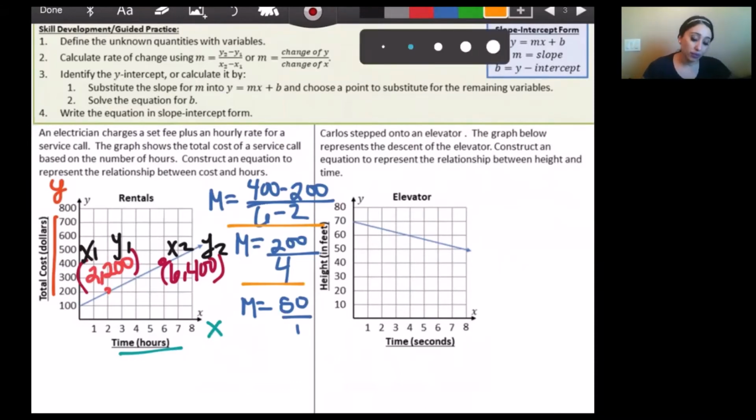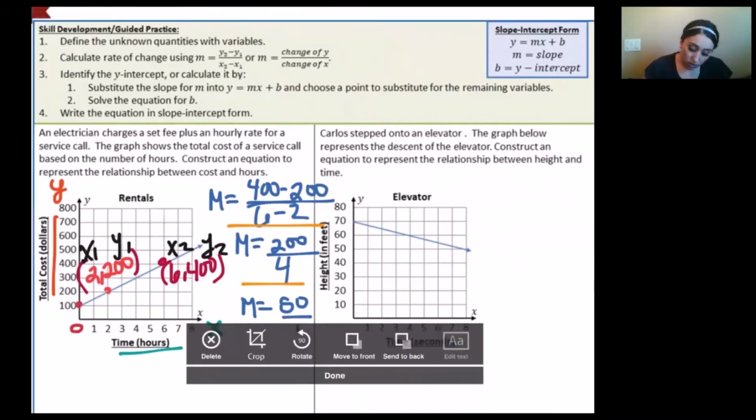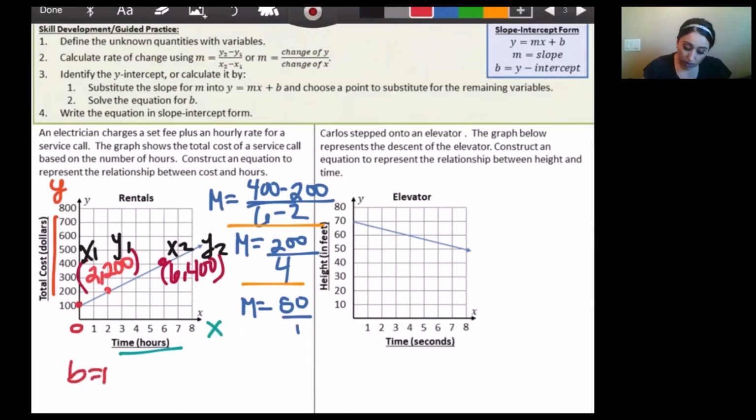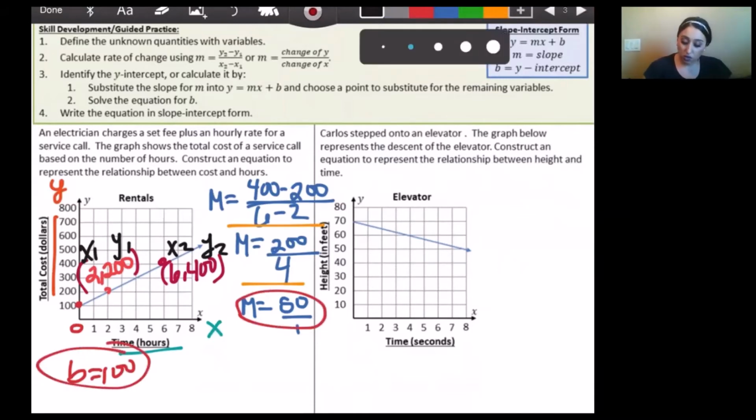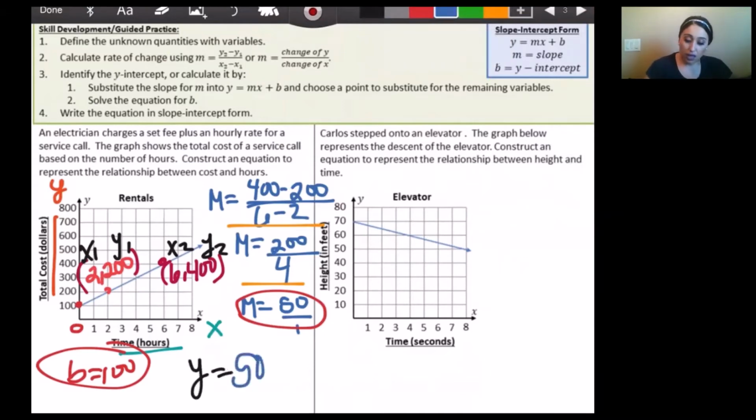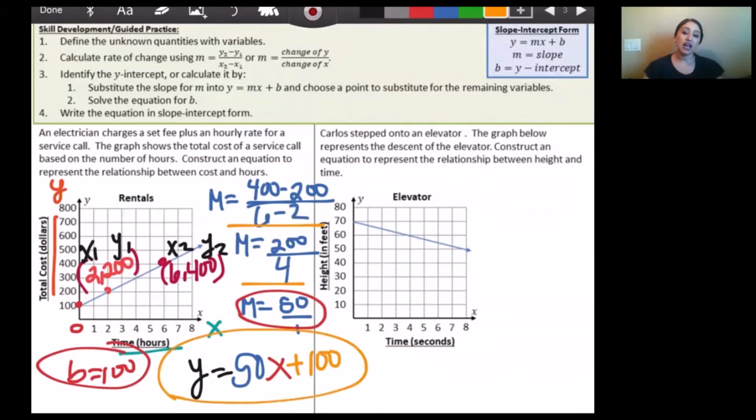So next, I'm going to find my initial value. So I'm on step number 3. When x is 0, y is my initial value. So the initial value would be 100. So I have my m and I have my b value in this equation. Now I get to construct. So y equals 50x plus 100. Y equals 50x plus 100 is my equation to this graph.